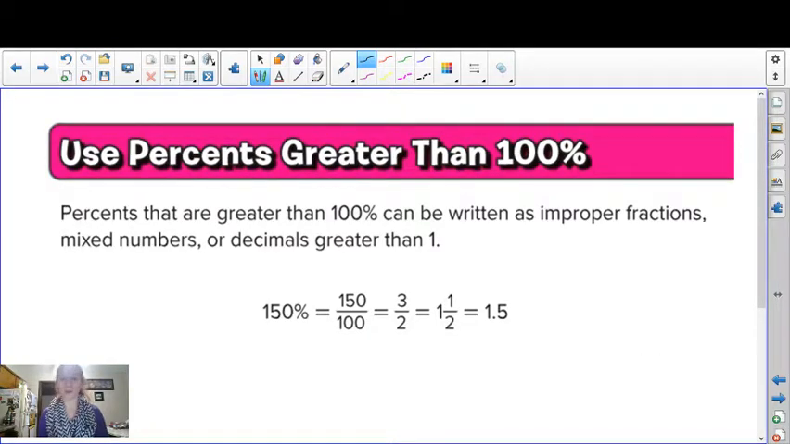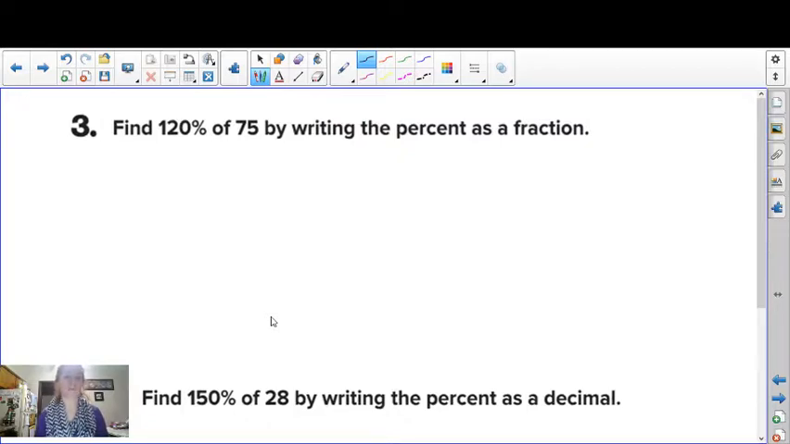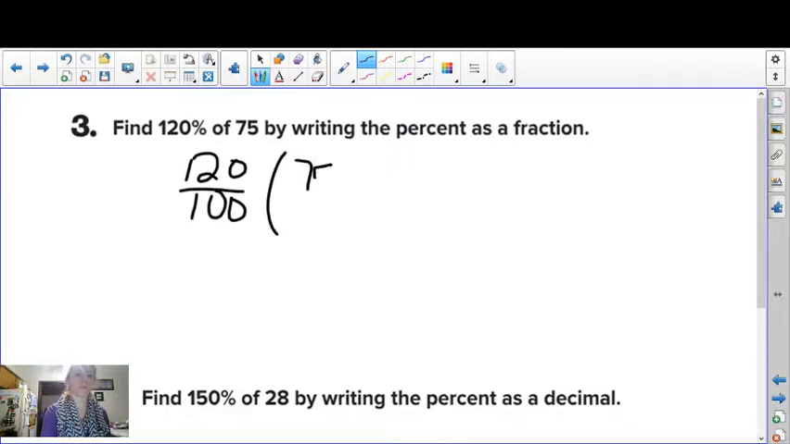Next, when I deal with something larger than 100, I still keep it the exact same way. I take the percentage and I put it over 100, and it's the same thing as moving the decimal place over twice. That's all there is to it. So find 120% of 75 by writing the percent as a fraction. So I'm going to take 120 over 100 times 75 over 1.